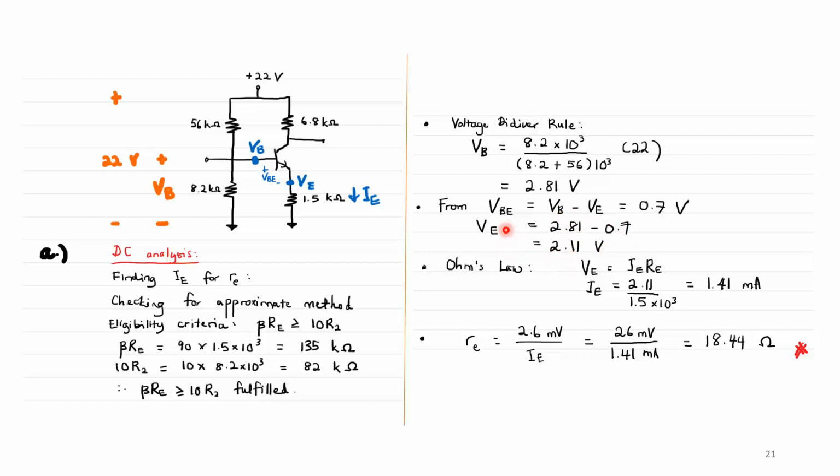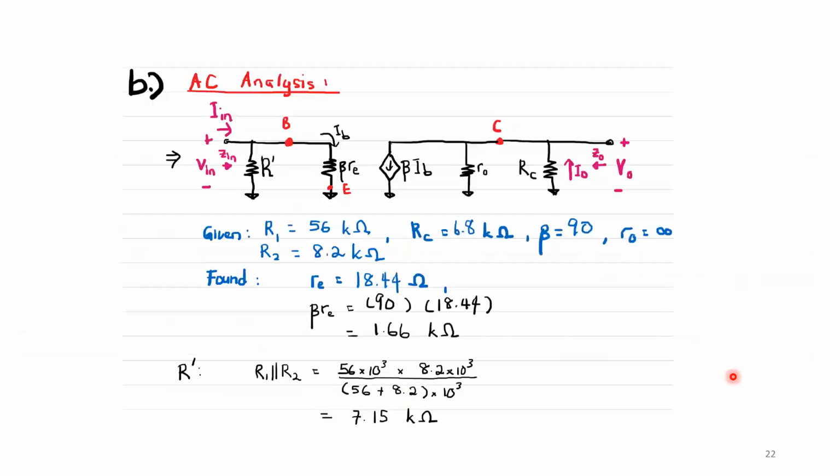Why do I want to find VE? Because I want to find IE, so that I can find RE. From VE I can find IE using Ohm's law, which equals 2.11 divided by 1.5 kilo ohms, so I get 1.41 milliamps, and re therefore is 26 millivolts divided by 1.41 milliamps for IE, and I get it to be 18.44 ohms. Just another comparatively small value, just like in the fixed bias. Okay, 18.44 ohms, and I will carry this into the AC analysis.